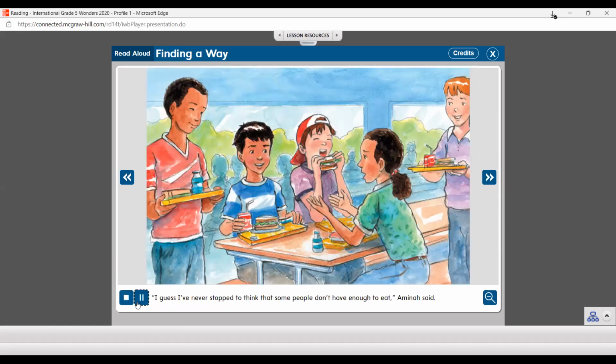So this is Carlos. He noticed a sign on the food pantry, and it said that people need food donations a lot. "I guess I've never stopped to think that some people don't have enough to eat," Amina said. So they are discussing and wondering, do some people really not have enough food to eat? It's something strange for them.